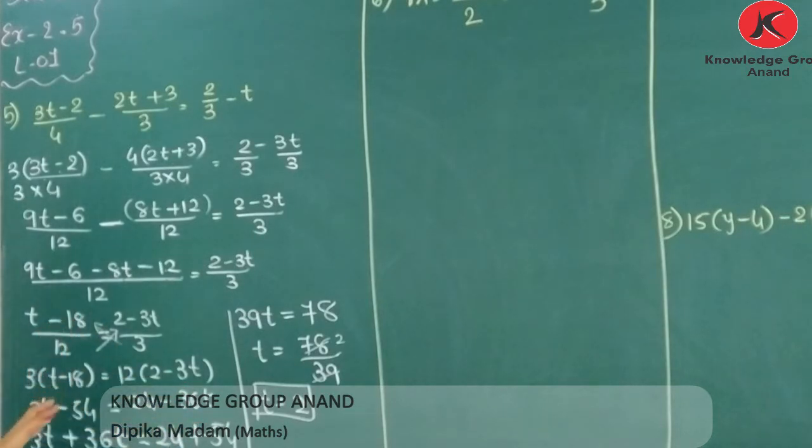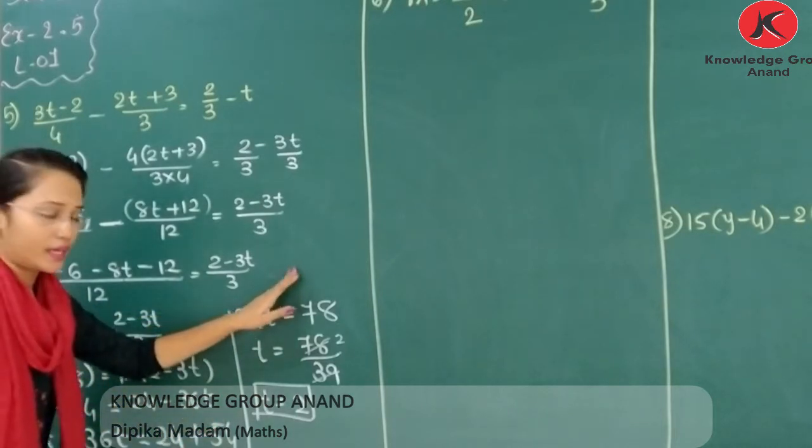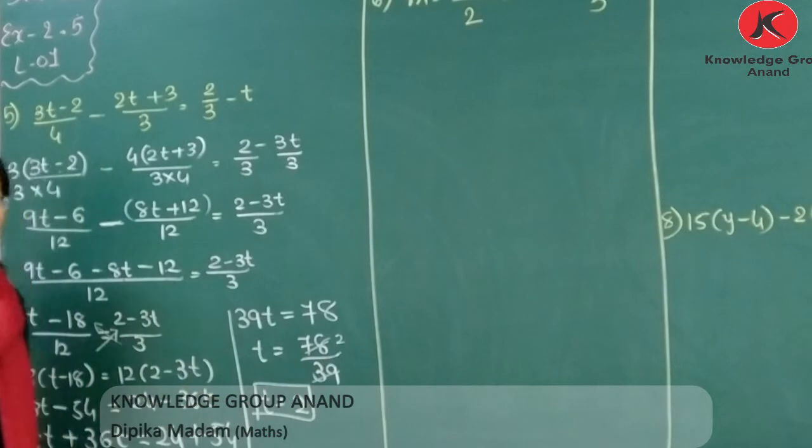Now combine like terms together on the right and left side. So 36t becomes positive on the left side and 54 becomes positive on the right side. So you will get 39t is equal to 78. 39 divides, so you get t is equal to 2.